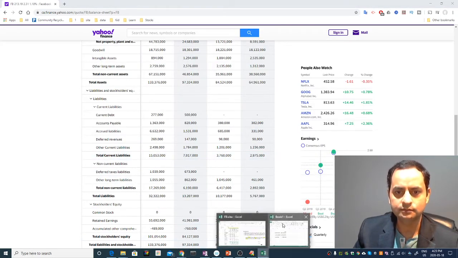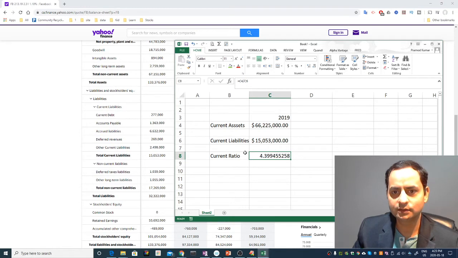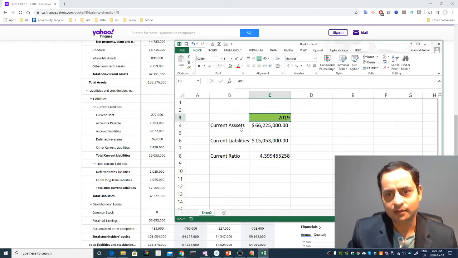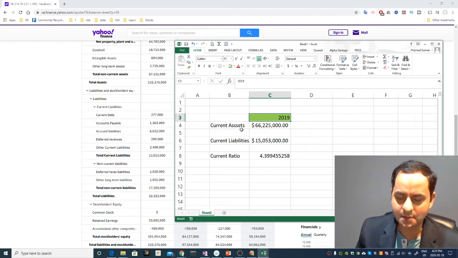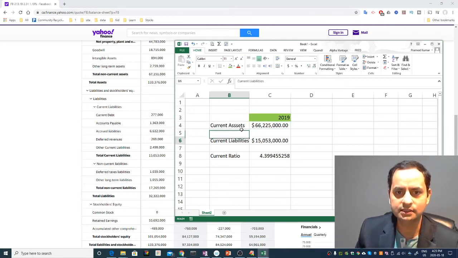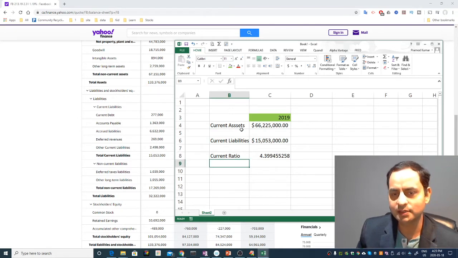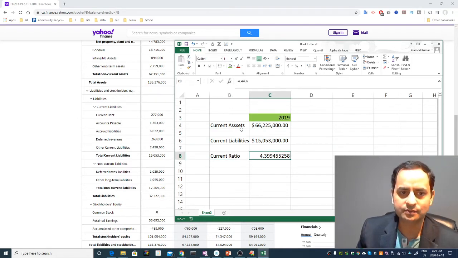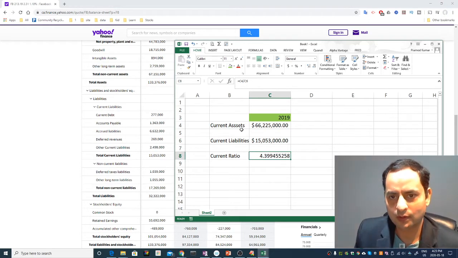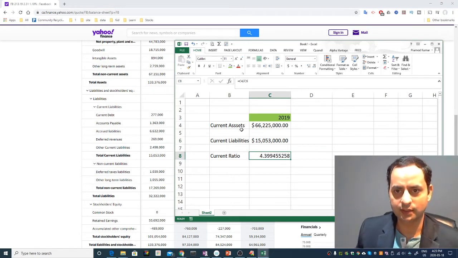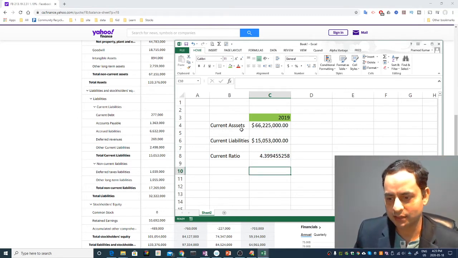So what is this ratio trying to tell us? It is telling us that my assets are 4.4 times more than my current liabilities. And current means these are short term, within a 1 year time range. So this means I shouldn't have any liquidity problem if I just focus on the current ratio. That's what this ratio is telling.